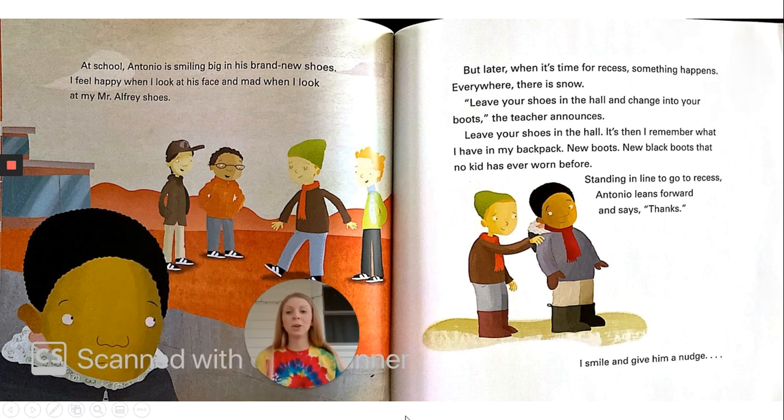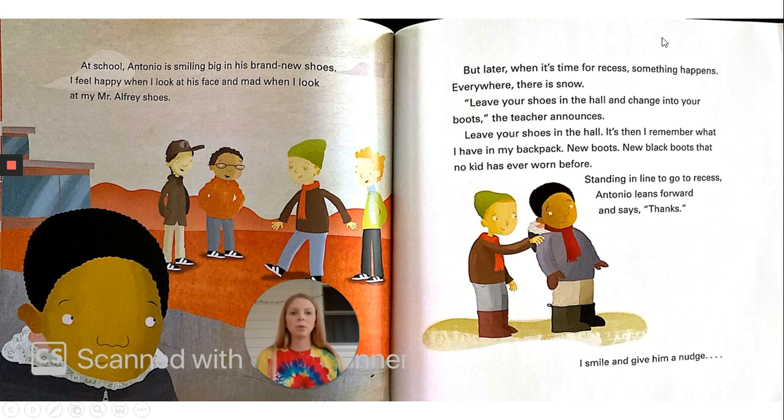At school, Antonio is smiling big in his brand new shoes. I feel happy when I look at his face, and mad when I look at my Mr. Alfrey shoes. So Jeremy feels good because he made someone else happy. It feels good to give back to other people.